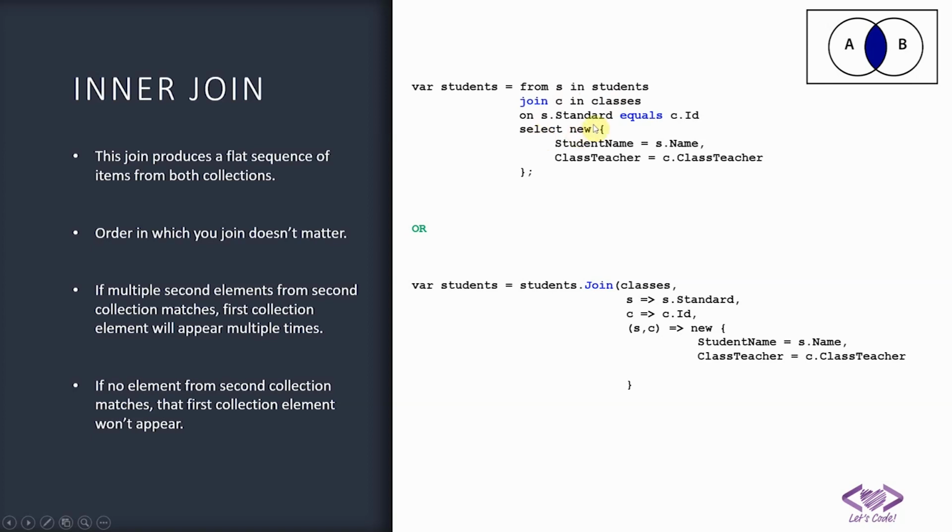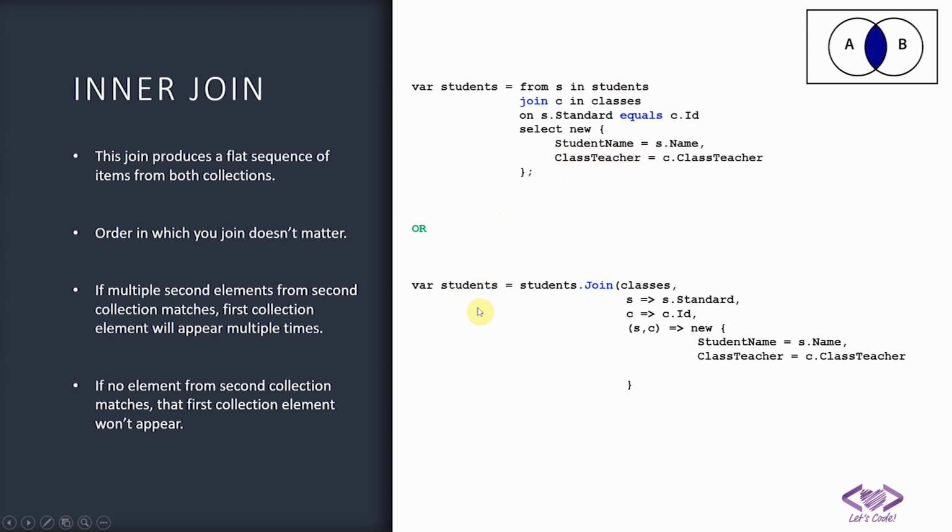Then you say select new, and whatever you want to select out of these two collections. I am defining a new name: StudentName, which will come from S, that is students, so S.Name, and the next property I am defining as ClassTeacher, which will come from this collection, that is C.ClassTeacher. The output you get in students will again be an IEnumerable, or you can say a list or a collection, in which each object will have two properties. The first is student name, the second is class teacher name.